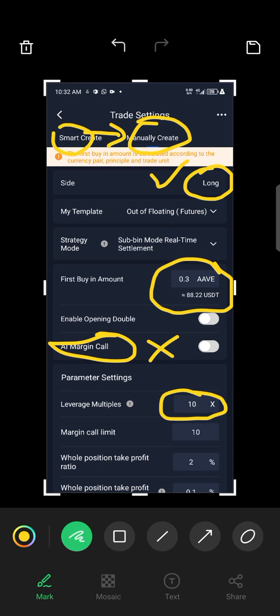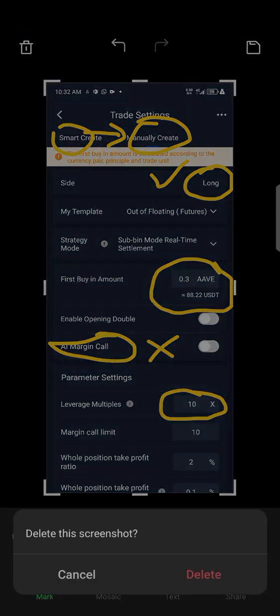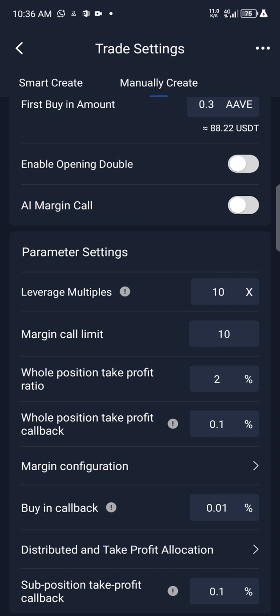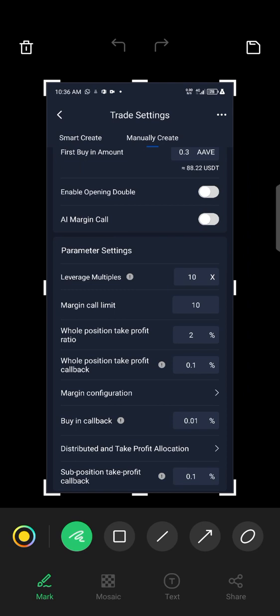After that, all the settings there will pick whatever we have set up in the Dr. Lartey strategy. And then our whole position take profit, we're going to use 1.5 for now. We are using 1.5, so we're going to change this one to 1.5. That is what we are using now. That is the only thing that will change there.